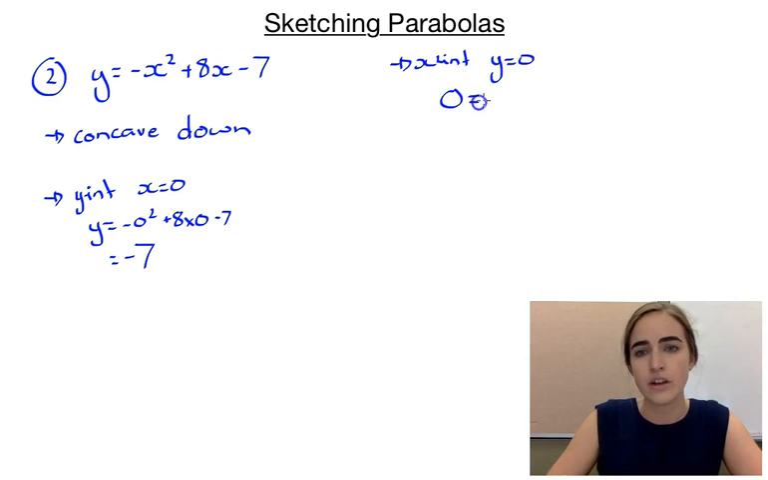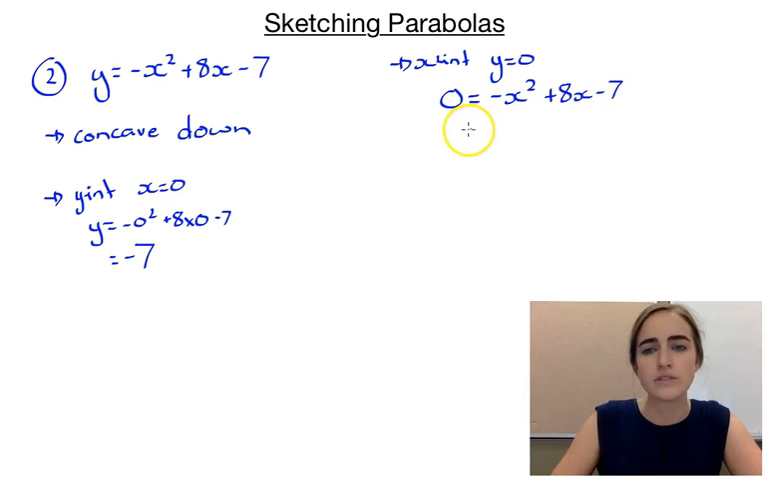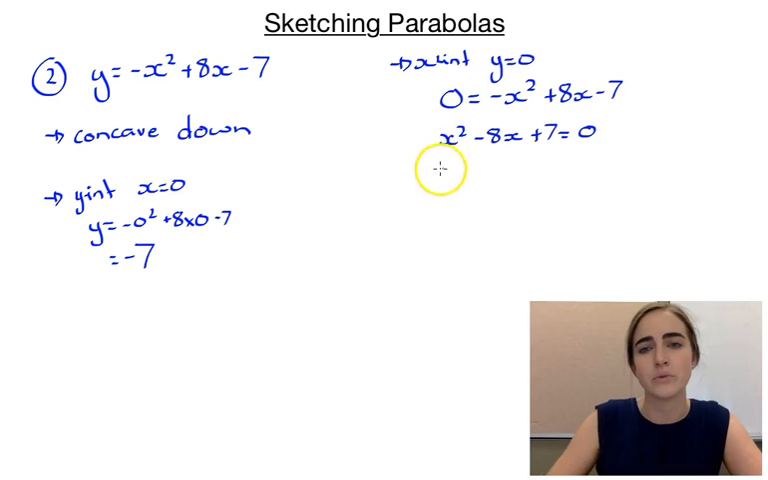So we'd have 0 equals minus x squared plus 8x minus 7. We're not usually used to solving these with negatives out the front of our x squared term. So we can pull all of this over to the other side of the equal sign. So we'd have x squared minus 8x plus 7 is equal to 0. And then it's just a little bit nicer to work with.